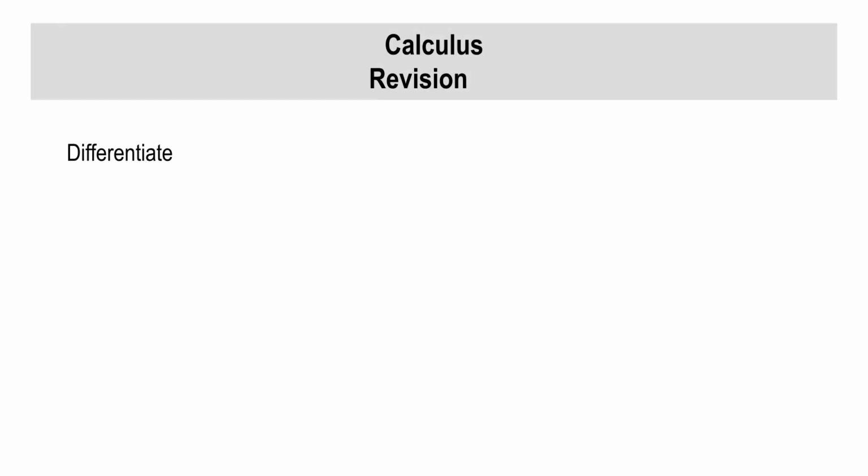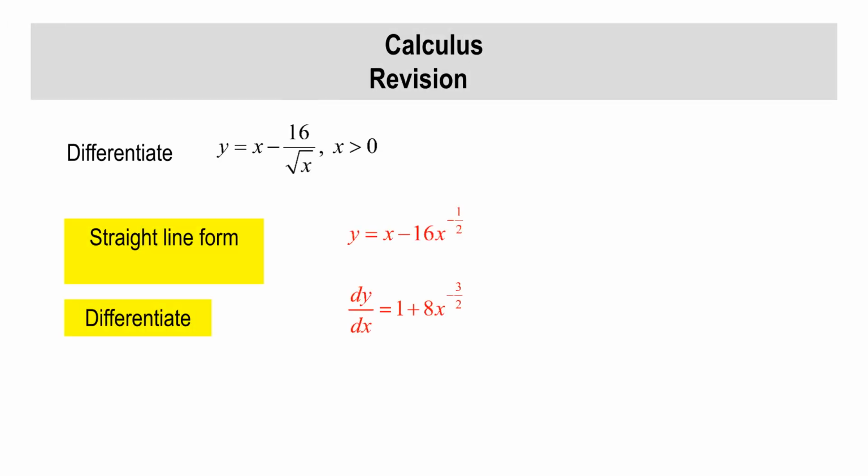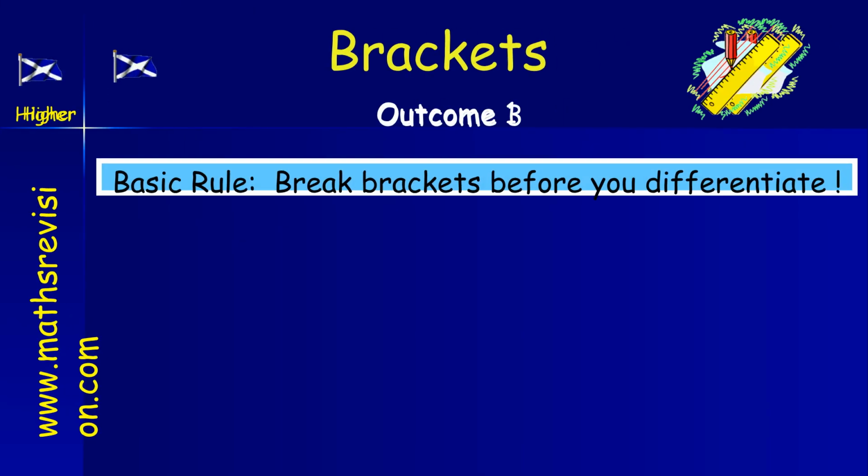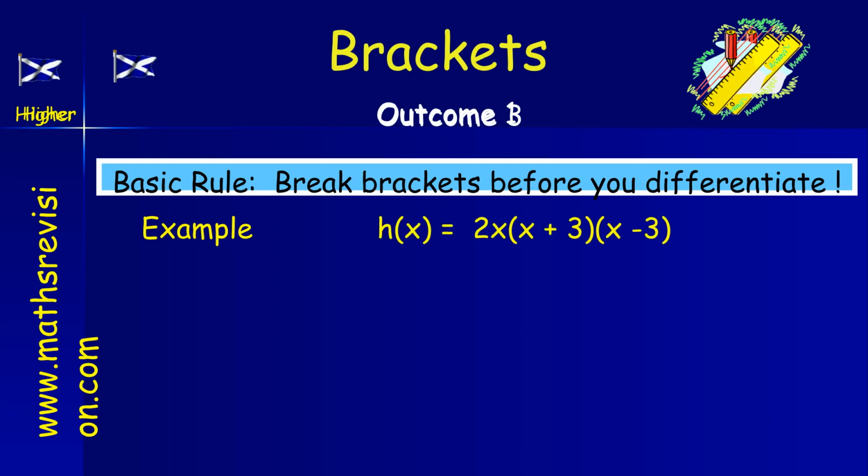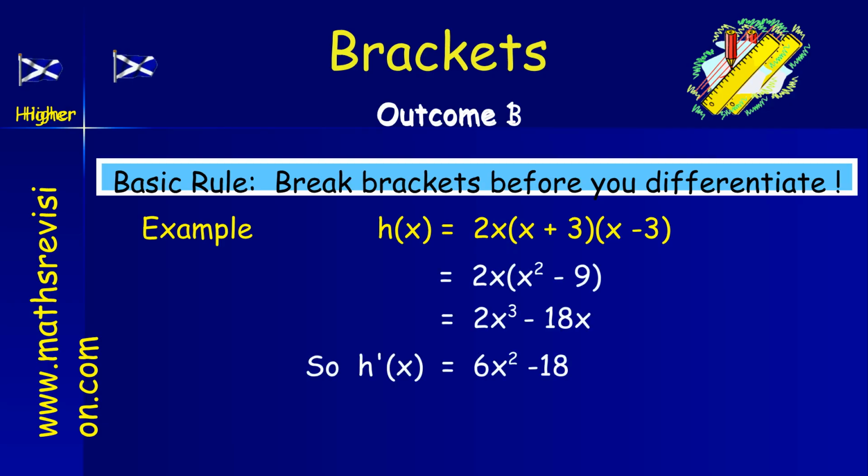Consistency is key in calculus. Applying the same differentiation rules to these remaining expressions will solidify your understanding. When dealing with brackets, always expand them before you differentiate. For h of x equals 2x times (x plus 3) times (x minus 3), first simplify to 2x cubed minus 18x, then the derivative is 6x squared minus 18.